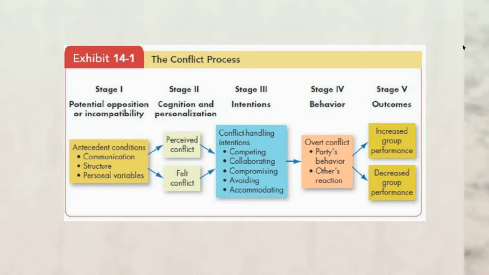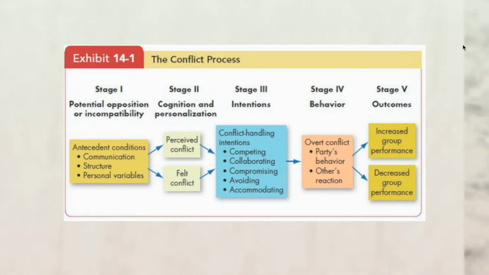The second stage involves cognition and personalization. The cognition part of it is perceived conflict. So these are thoughts about the conflict that somebody is perceiving. The personalization part of it is felt conflict, and that has to do with emotions and attitudes. So perceived conflict has to do with cognitions about the conflict. Felt conflict has to do with emotions and attitudes around the conflict.